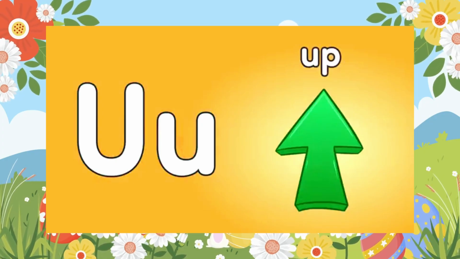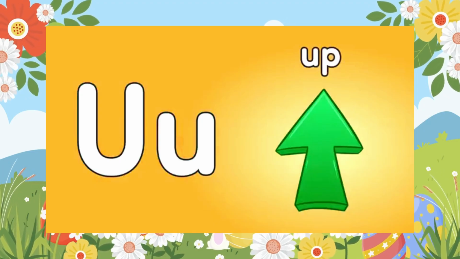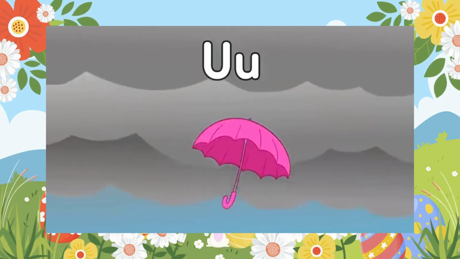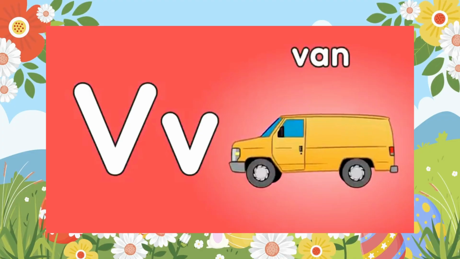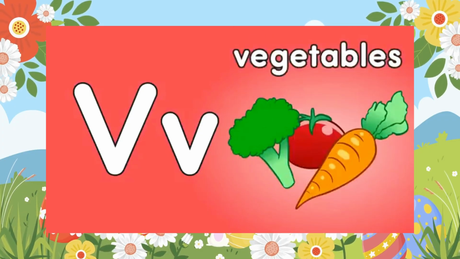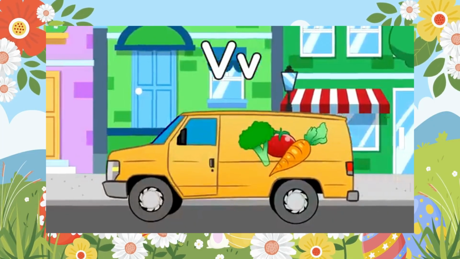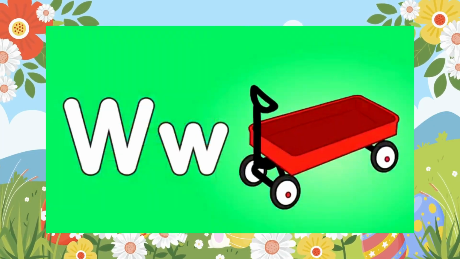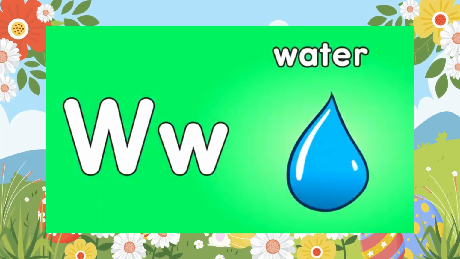S is for sun. T is for tiger. T is for tent. U is for harp. U is for umbrella. V is for fan.